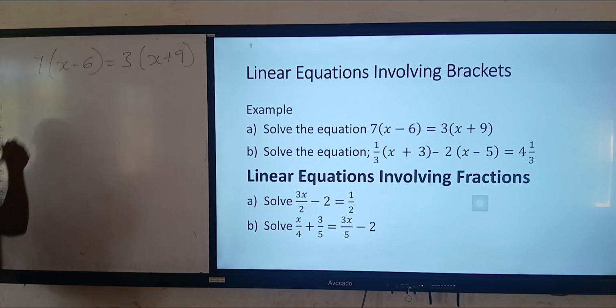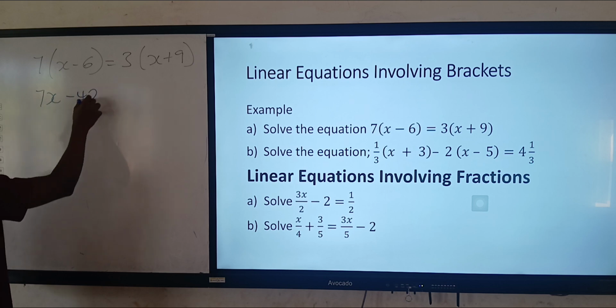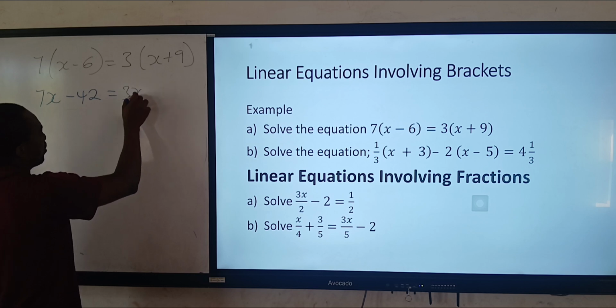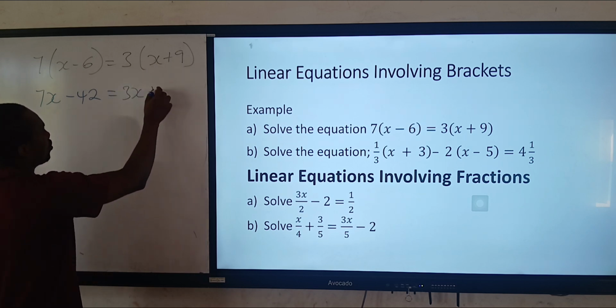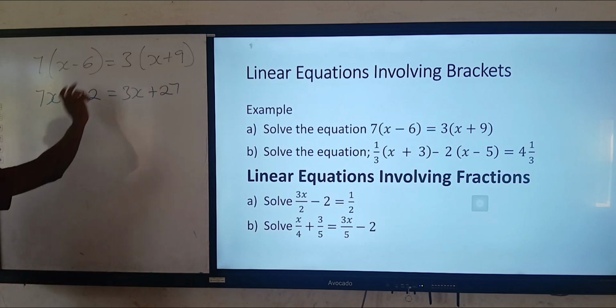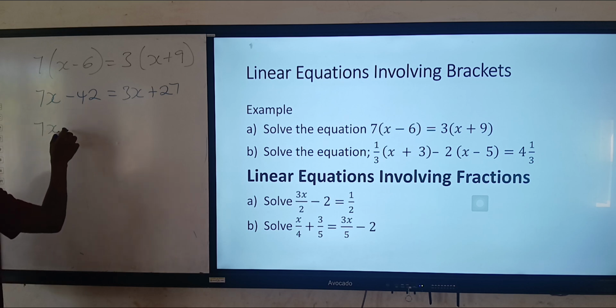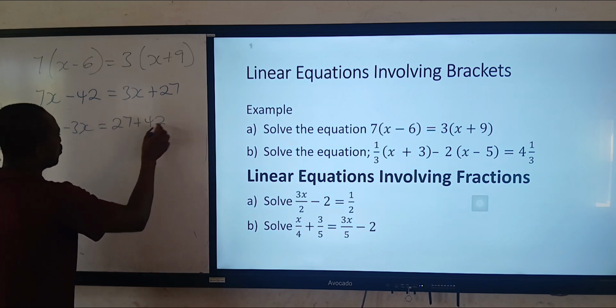So this 7 multiplies the x and will give us 7x, and 7 times negative 6 will give us negative 42, equal to 3 times x, which gives us 3x, and then 3 times 9 will give us 27. Then we group like terms here, so 3 will come here and 42 will move. So you get 7x minus 3x equal to 27 plus 42.